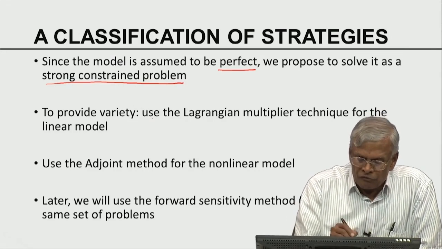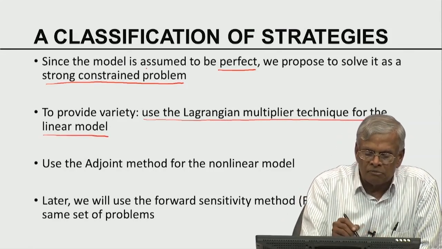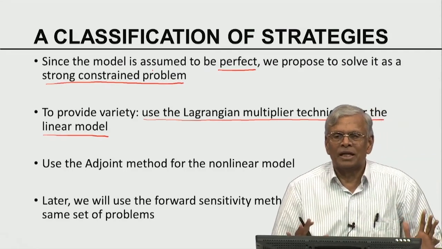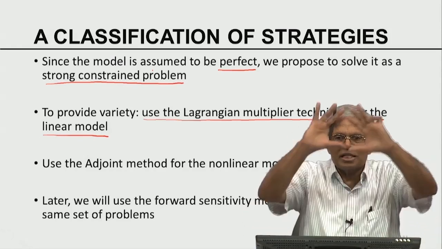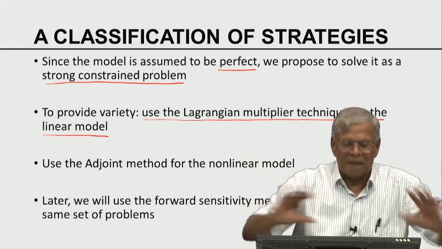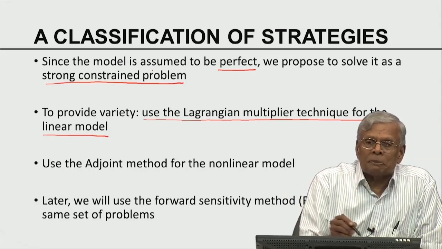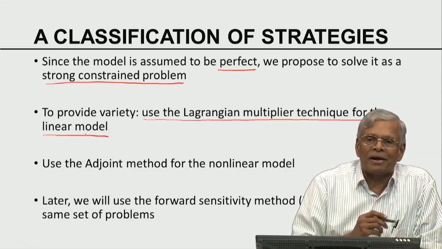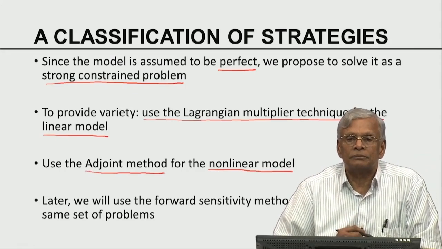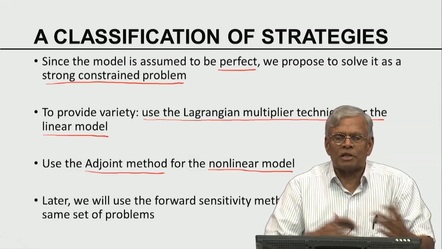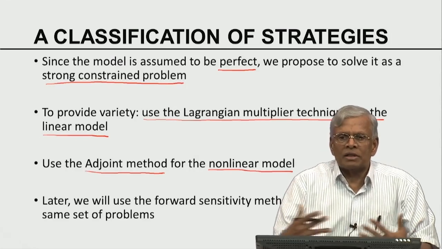To provide a variety, we will use a Lagrangian multiplier technique to solve the linear model problem as a strong constraint problem. So you can see there are a number of formulations: the formulations of the problem, the model assumption, linearity, nonlinearity. You can see the tree of potential ways to mix and match. So I will use the Lagrangian multiplier technique as a strong constraint formulation to solve the linear model. For the nonlinear model, I will use the so called adjoint method. Why do we use different techniques to solve different versions of the problem? To expose the richness of the class of methods that has come to be known for solving these kinds of dynamic problems.